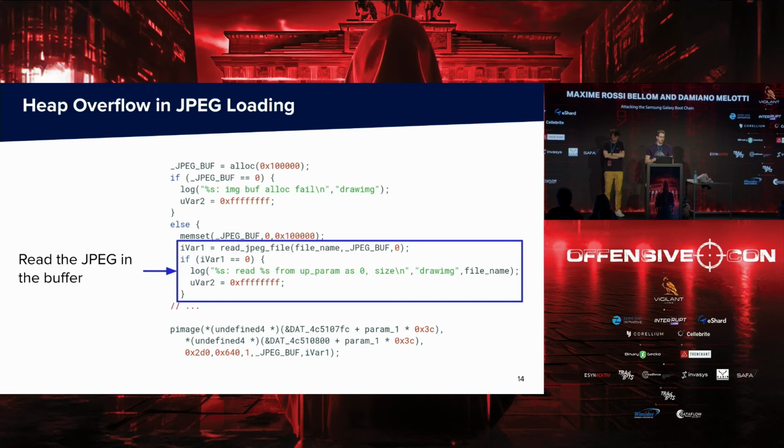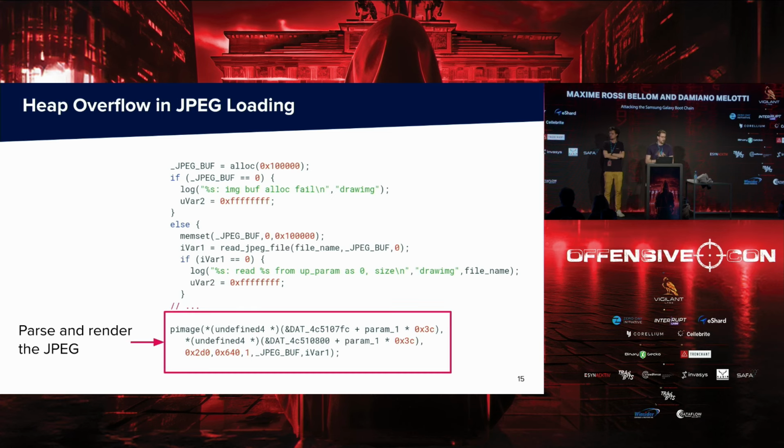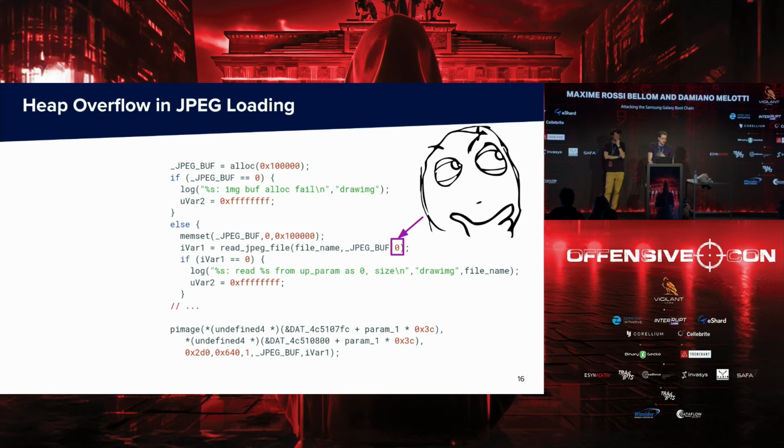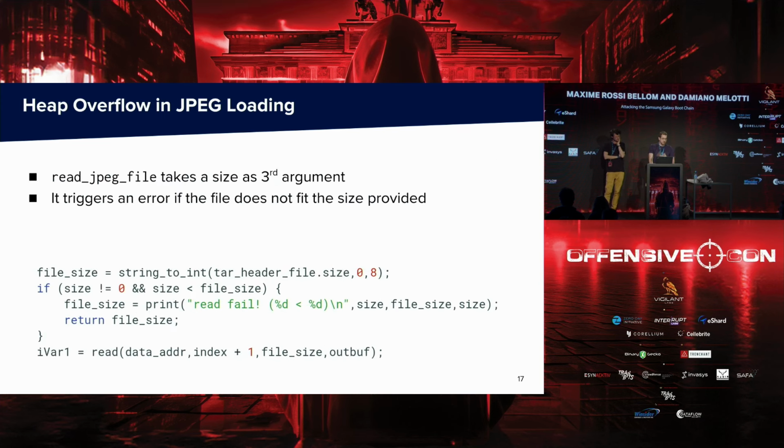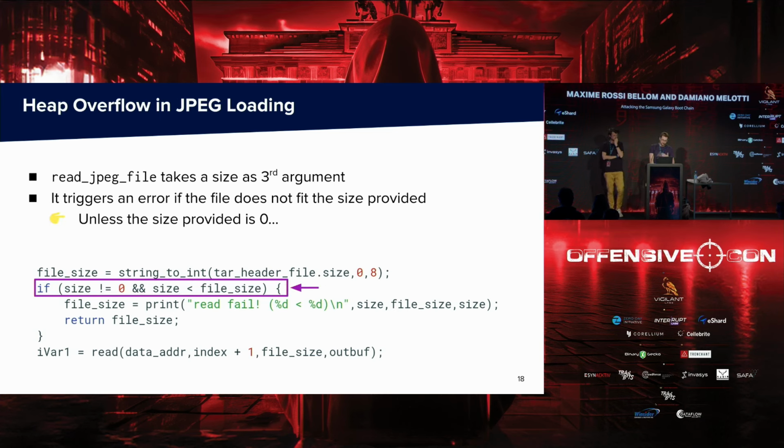This function will actually read the JPEG from the tar archive using a file name provided in argument, and it will write the content into the JPEG buffer previously allocated. And finally, you have this function that is called to parse and render the JPEG on screen. So some of you may wonder why we have 0 as a third argument in this function. And actually, it's supposed to be a maximum size. So whenever the system reads the file from the tar file, it will first check the size. And if it's bigger than the size provided, it will trigger an error. Unless the size is 0. Which is the case here.